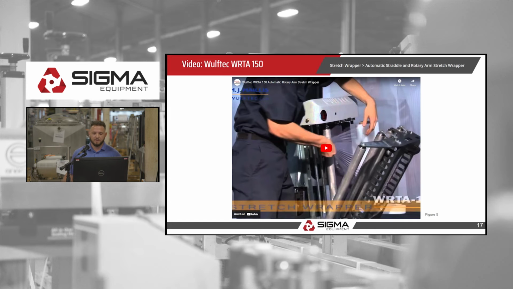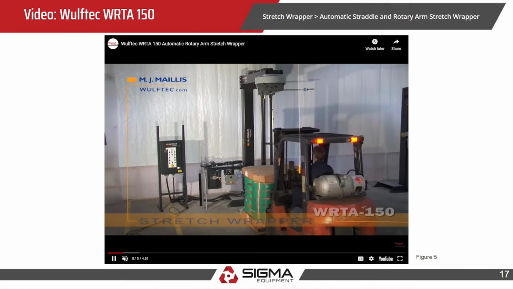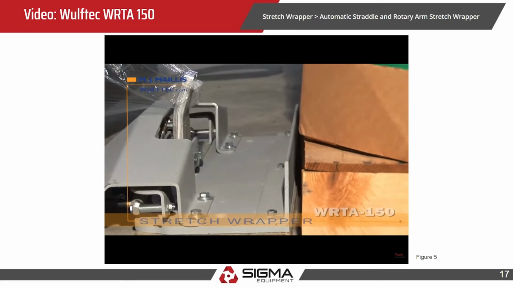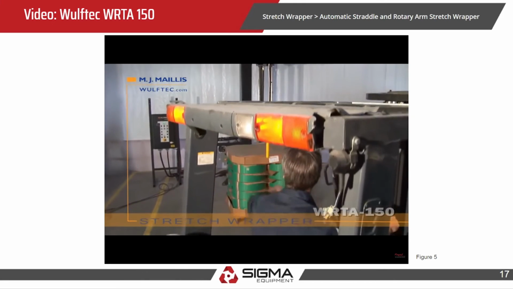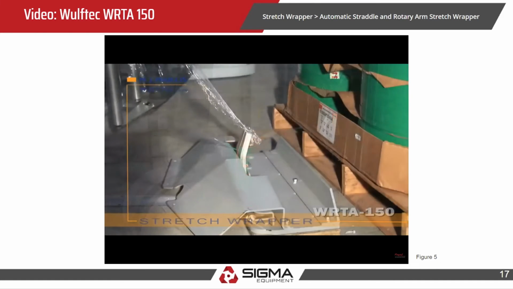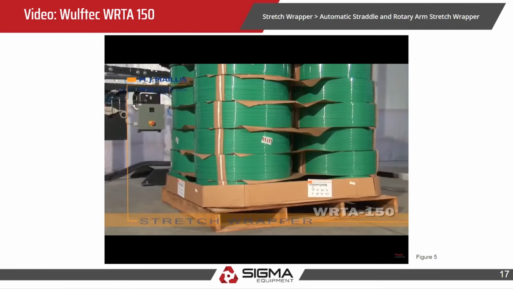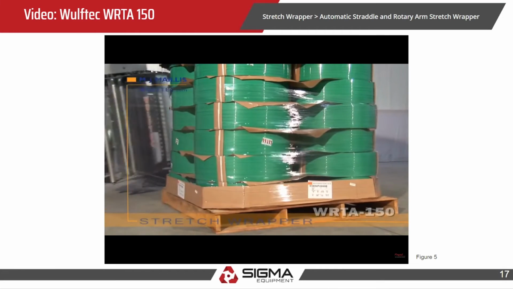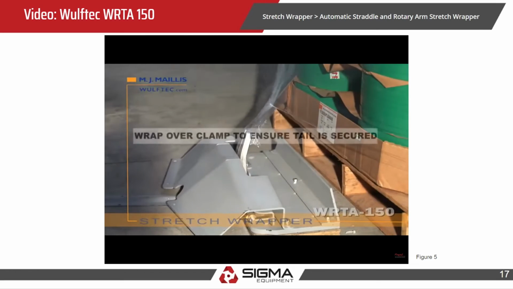We do have a video here of an automatic rotary stretch arm wrapper. There's your film management system as well as your center stop. You'll notice the carriage will go around a couple of times before the clamp for the film will actually release. And there it goes.